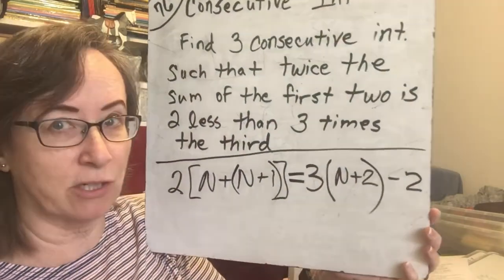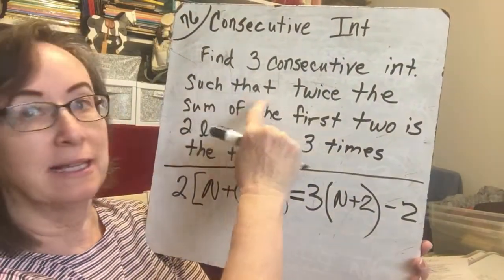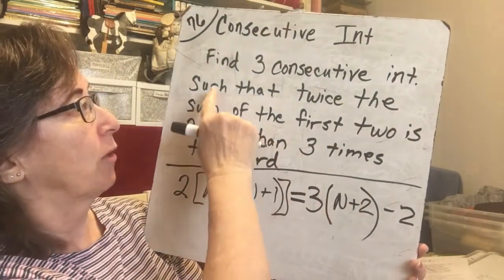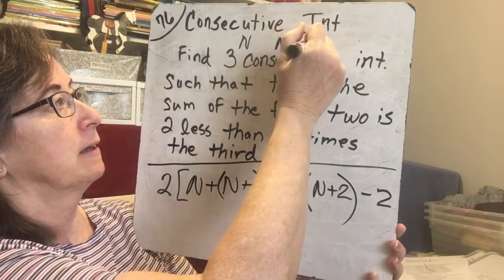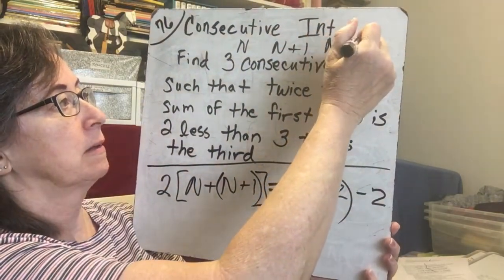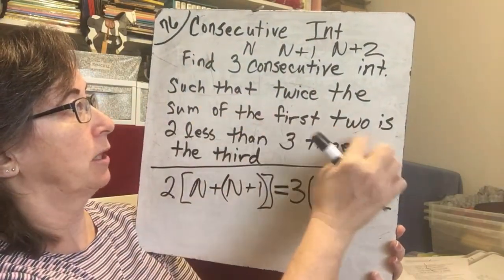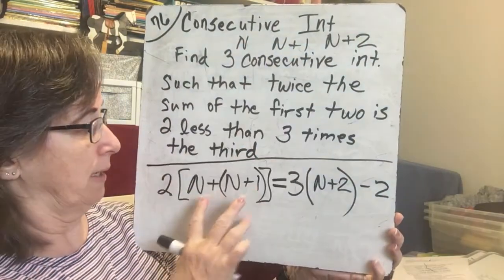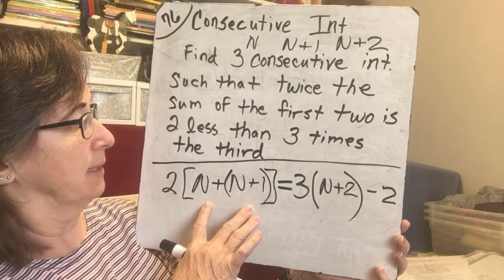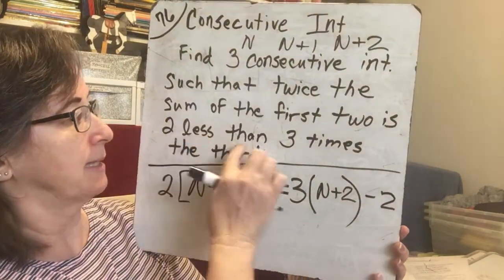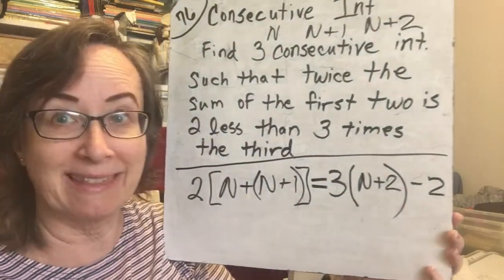All right, now before we start to work this out, let's see if my equation says what this says. Okay, so 3 consecutive integers: n, n plus 1, n plus 2, such that twice the sum of the first two, n plus n plus 1 added together, that's the sum, twice that is, that's my equal sign, 2 less than, means I'm going to subtract 2 from the n, 3 times the third. Yep, I think it's going to work.